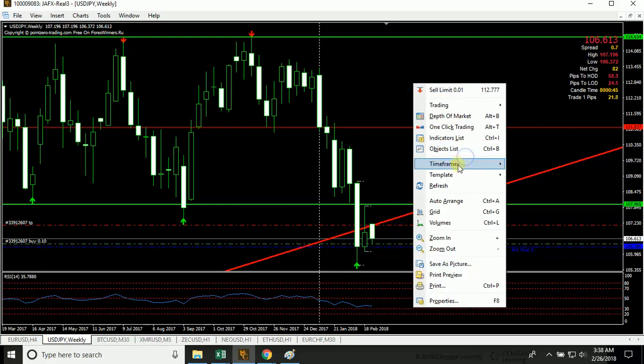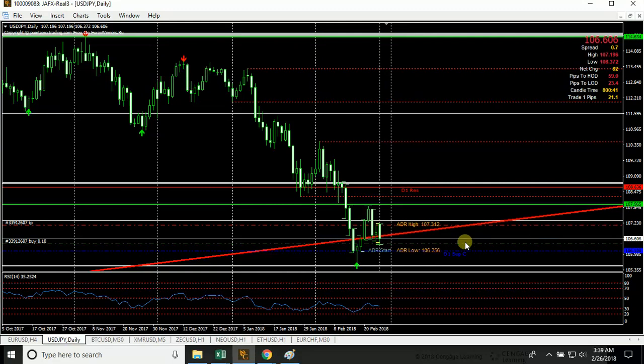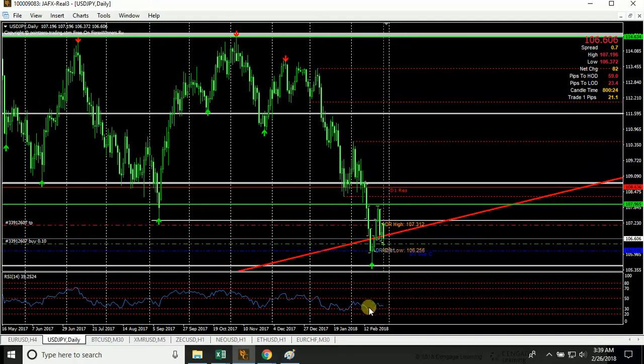Then we come down here to our daily. Here we still have that trend line from the monthly. We have daily support, daily resistance. We have a double bottom pattern forming. We have a wick forming on that trend line. Also, we have price in the oversold position, ready to start gaining momentum back.